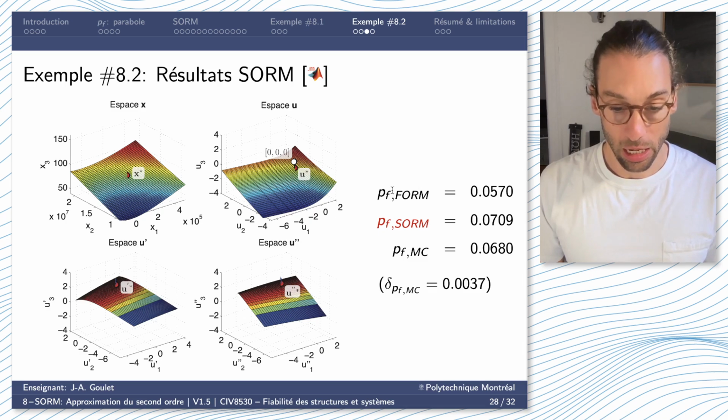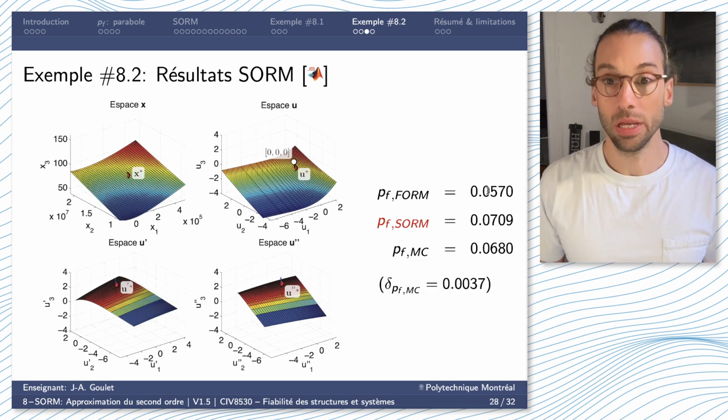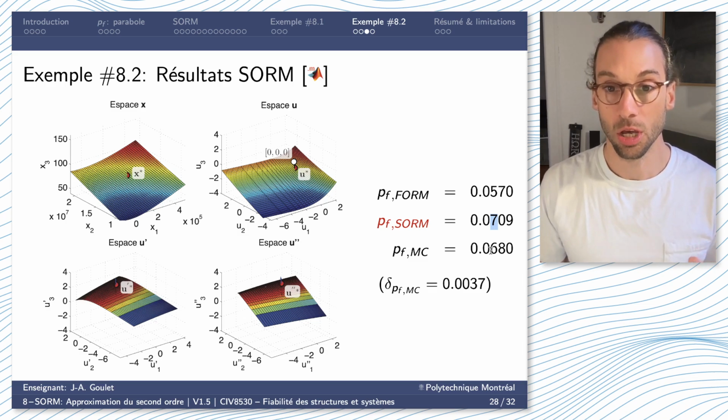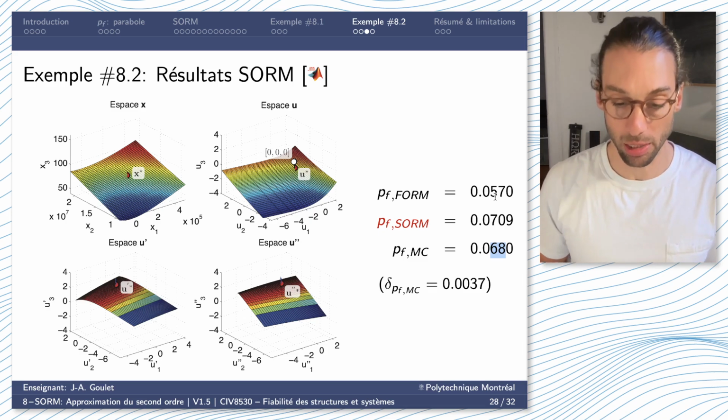We can see that with the FORM analysis, we obtain a probability of failure estimated at 0.57. With SORM, we correct this to 0.70. And we see that with Monte Carlo, with a very large number of samples, we obtain 0.68. So we got closer to 0.68 with SORM compared to FORM. We could really reduce the approximation error.